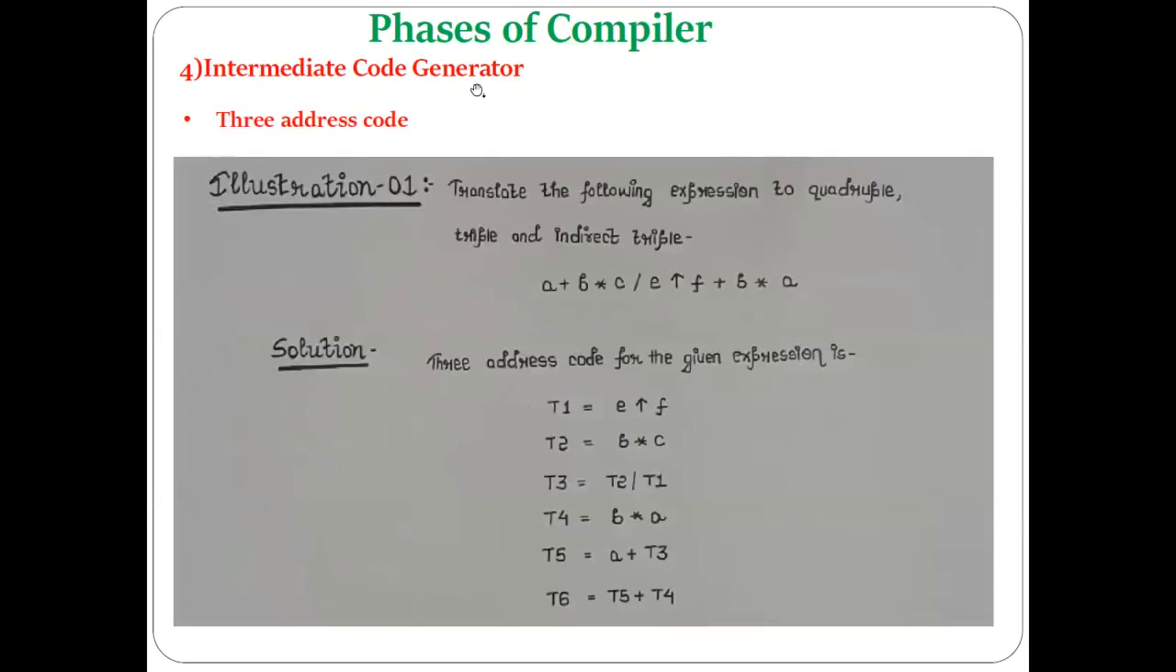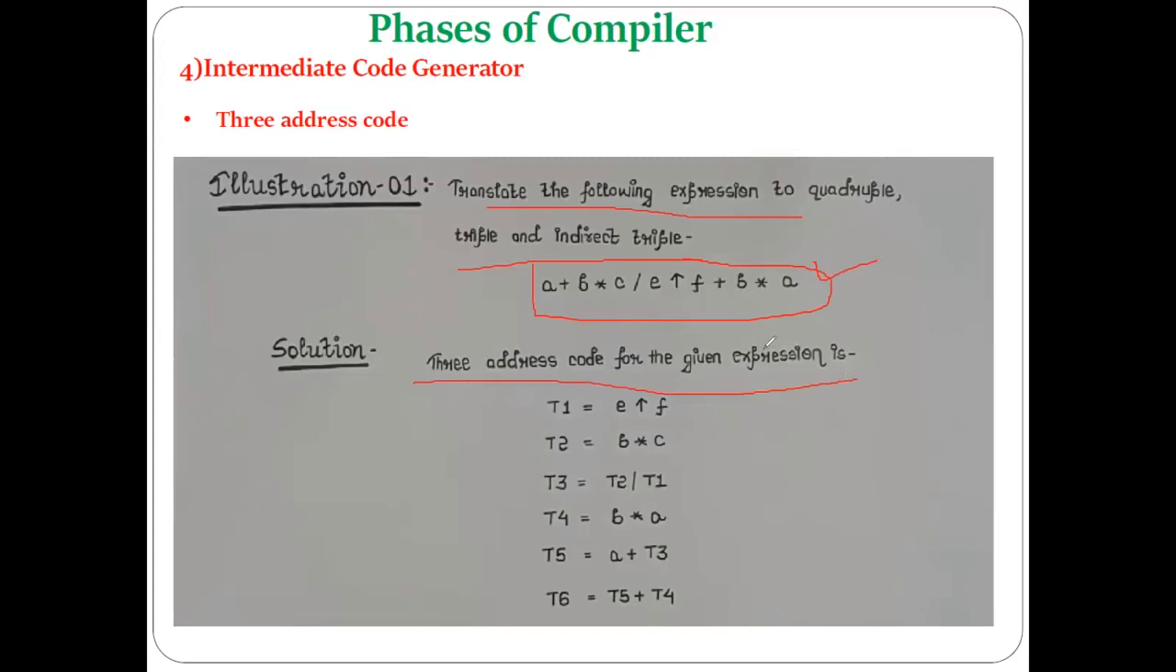Now let's take one more example, and then we'll see how the quadruple, triple, and indirect triple can be generated for the three address code. Here we have given the example: translate the following expression into the quadruple, triple, and indirect triple. This is the expression we have given: a plus b into c divided by e raised to f plus b into a. This expression will first get converted into the three address code. How to convert to the three address code, I already told you.